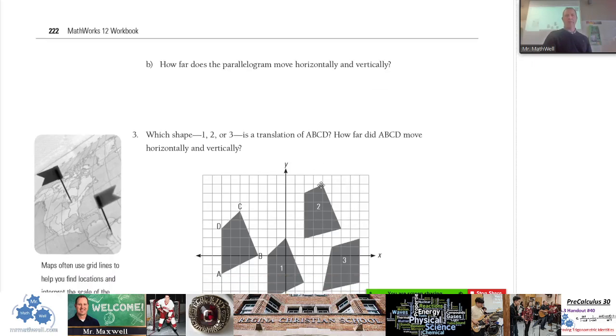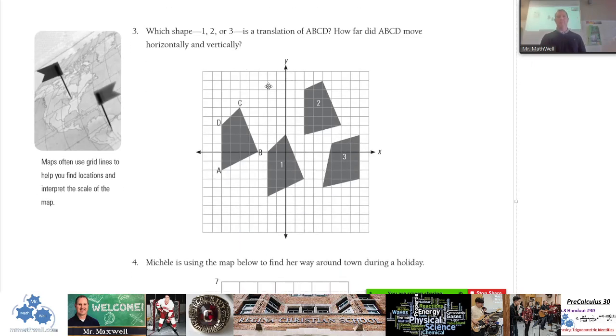Okay, as we move through here, I noted this page because this is a good question to ask. The question says, which shape 1, 2, or 3 is a translation of ABCD? So here's ABCD, this quadrilateral. What is a translation? Remember that the translation has to be the exact same shape. It cannot be twisted or enlarged or reduced or warped in any way. And so if you look at 2 and 3, those are not the same shape as this one. Only the number 1 is. So this, number 1, is the translation.